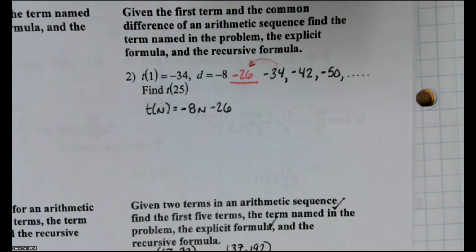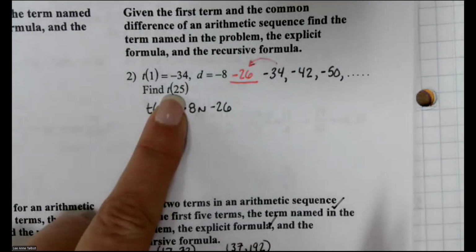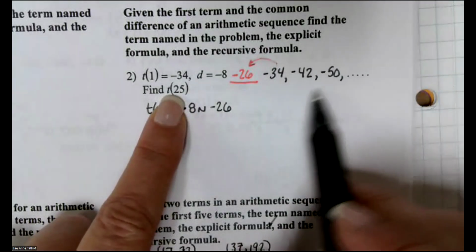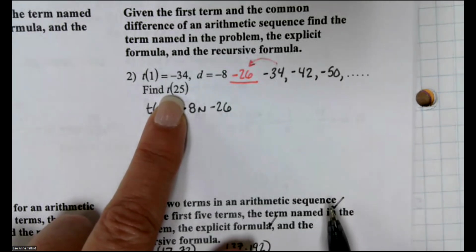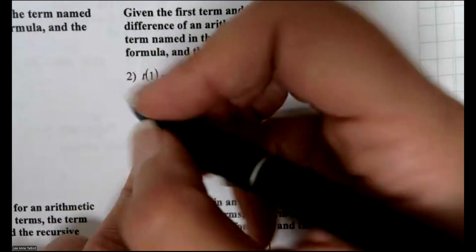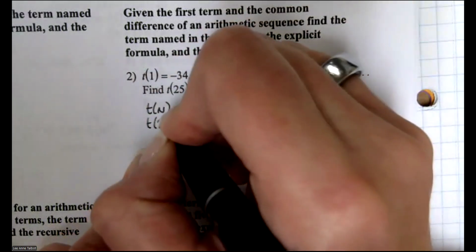Okay, does that make sense so far? Everybody see where I got the negative 8 from and the negative 26 from? Okay, now I'm going to use that portal I was talking about, the explicit equation, to find the 25th number. I don't want to write this out to 25 numbers. I'm too lazy. I could, but I don't want to. So I'm going to plug in 25 like a function machine.